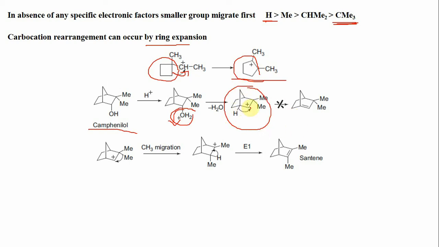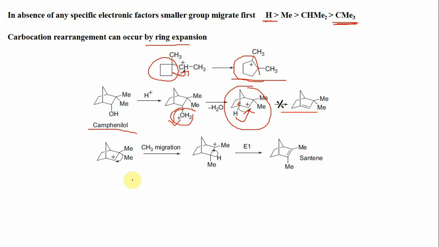One possible way of rearrangement is that this hydride ion can shift by a 1,2 hydride shift to this carbocation to give a tertiary carbocation in which the positive charge will come over this position, and then it undergoes an elimination reaction to give this less substituted alkene.